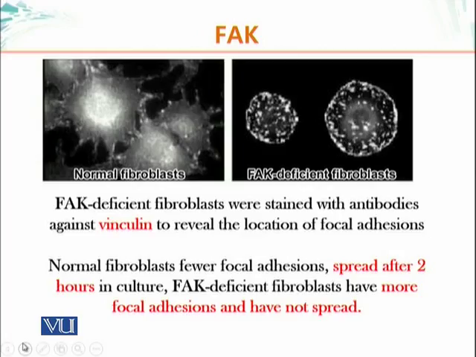Here we have this experiment. You can see we have two photographs, one showing normal fibroblasts, the other the FAK deficient fibroblasts. Please notice that the normal fibroblasts have spread out. They're covering more area as compared to the FAK deficient fibroblasts. These cells have been stained with vinculin antibodies to reveal the location of focal adhesions. Here, similarly, these cells have also been stained with vinculin antibodies.